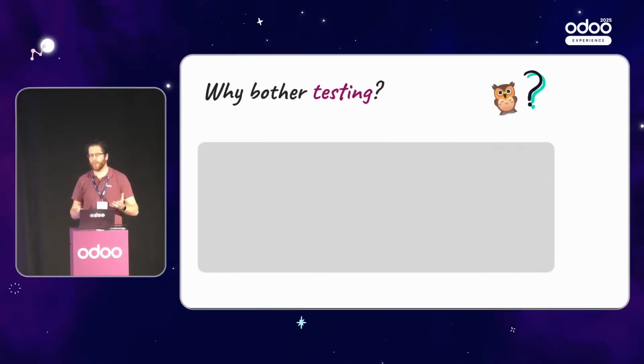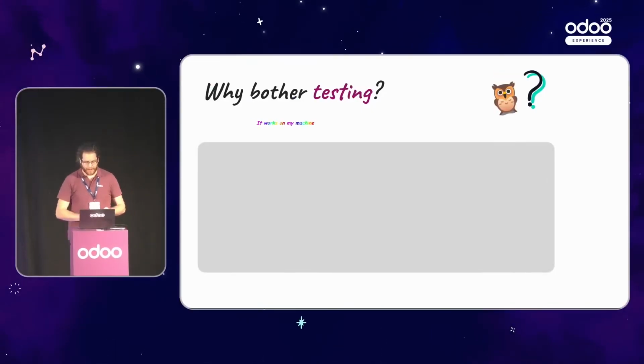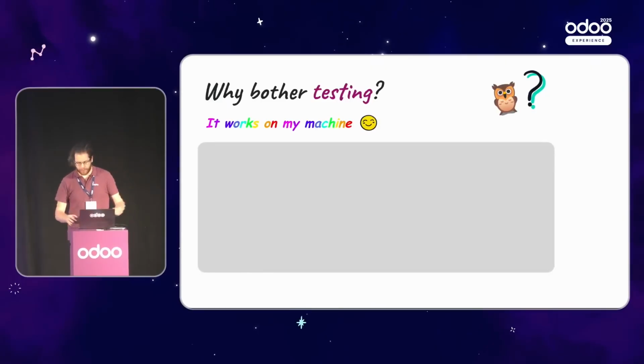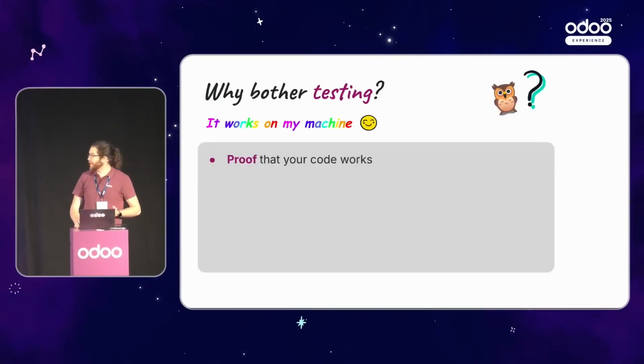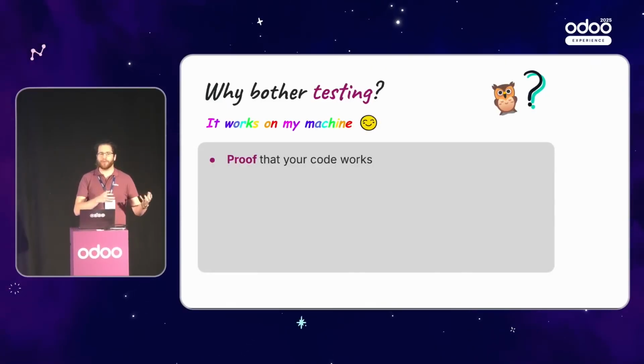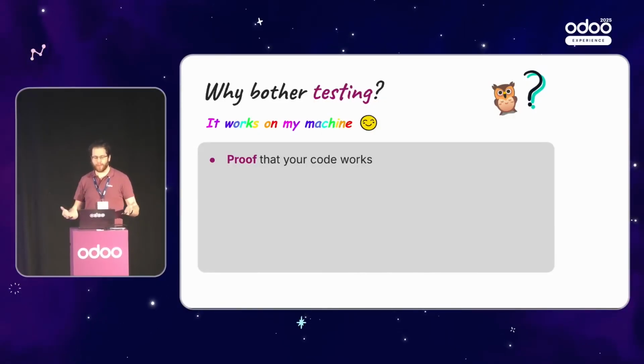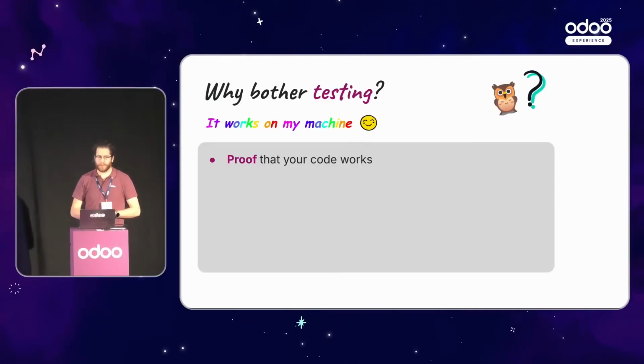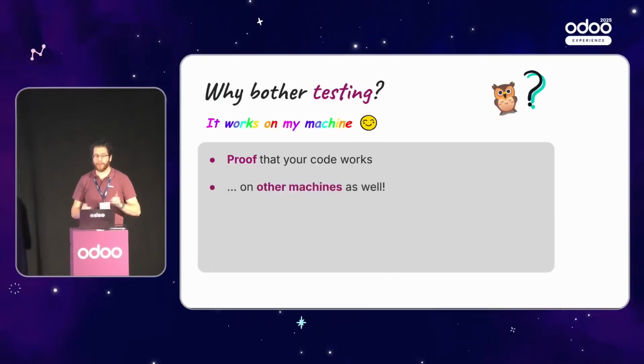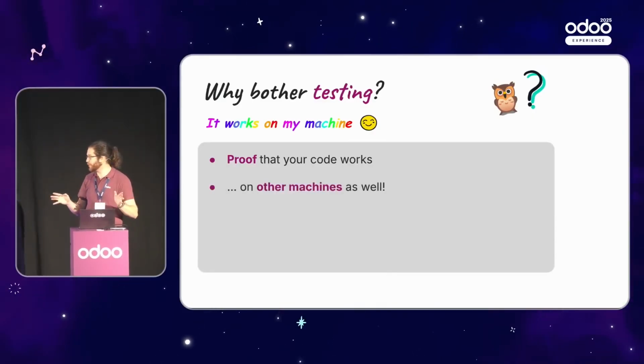So you may ask, why even bother testing? After all, it works on my machine. Well, the thing is, you need a test to prove that it works. It's not enough that it works for yourself. You're maybe the only machine on Earth that works. So you actually need a test that runs on a continuous integration tool to prove that your code works, and not only on your machine, but on other machines as well. That's very good.